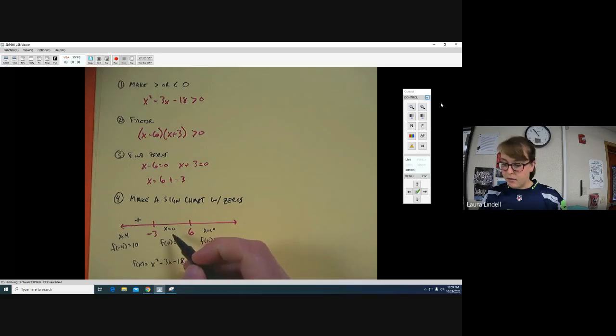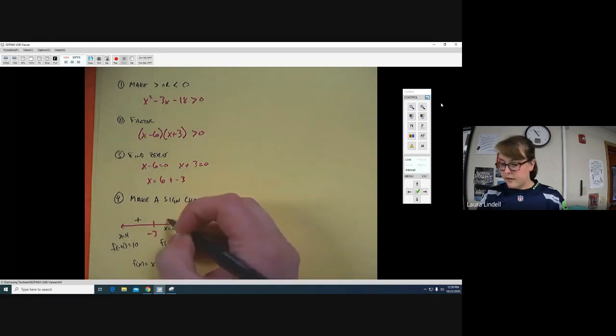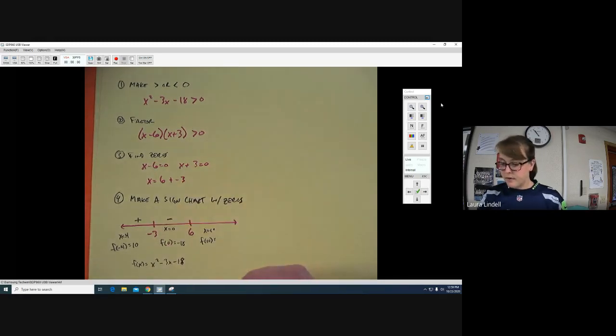X equals 0. If I plug in 0 here, we get negative 18. So that's negative. If I plug in 10, let's see, 10 squared, so 100 minus 30 minus 18 gives me 52, which is positive.